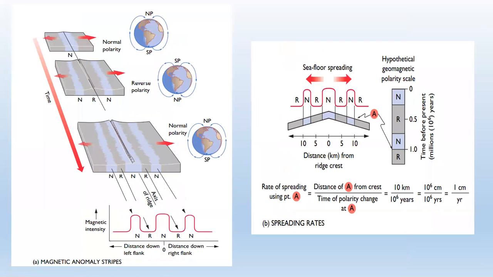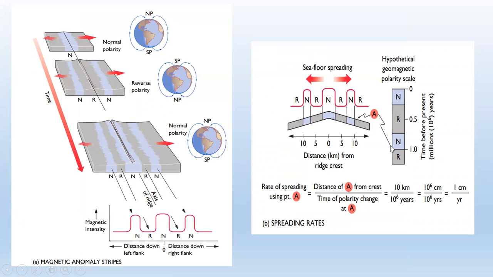Now in the next slide, we will see how to calculate the spreading rates with these geomagnetic pole positions and the distance from their polarity change from the crest of that mid-oceanic ridge. Here you can see the normal and reverse position of those mid-oceanic ridge or ocean ridge basalt stripes. And this is showing the seafloor spreading. And this is the hypothetical geomagnetic polarity scale. Now take it reverse, normal.